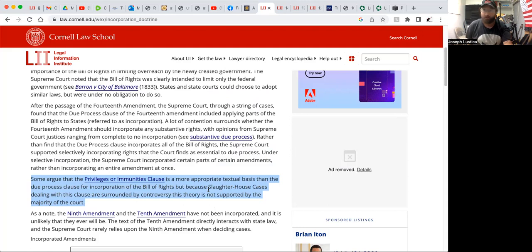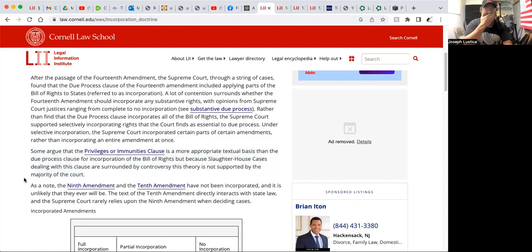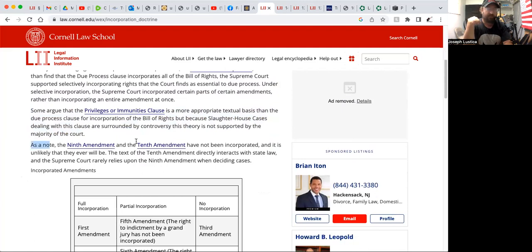Kind of like car registration, right? Oh, you have to register your car. Isn't that a violation of the 13th Amendment? It sure is. Involuntary servitude, that's illegal. I don't want to. All right, so now, as a note, the 9th Amendment and 10th Amendment have not been incorporated, and it is unlikely that they ever will be.